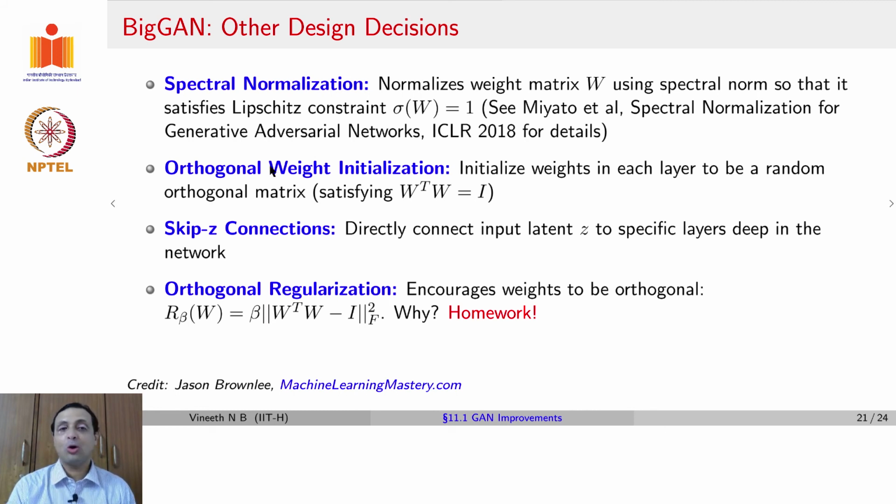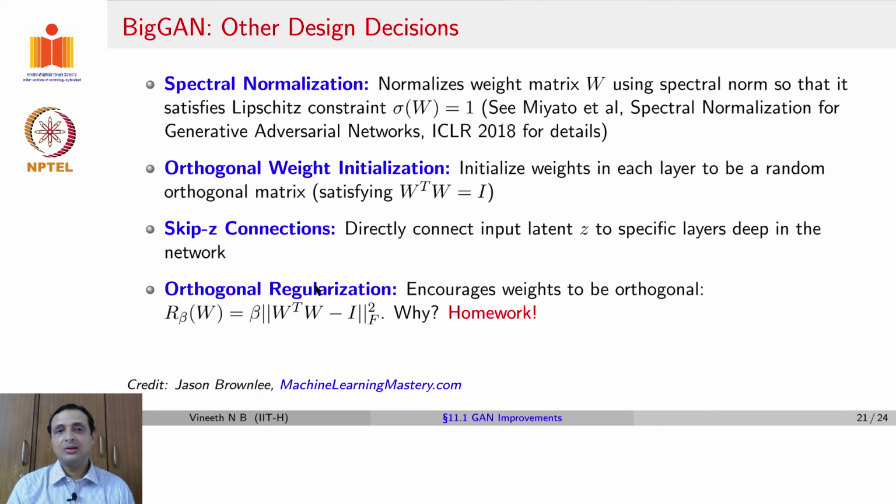A second idea is orthogonal weight initialization, which is a well-known weight initialization method where each layer's weights are initialized to ensure that W transpose W is equal to I, or the weight matrix is orthogonal. It also introduced skip Z connections, which we already saw, where the input latent Z is connected to specific layers deep in the network. It also introduces another method known as orthogonal regularization, which encourages the weights to be orthogonal in each iteration of training.